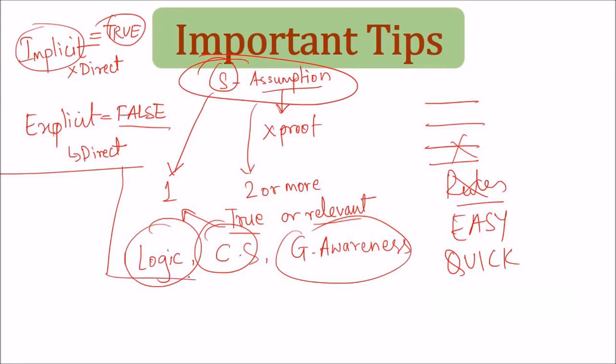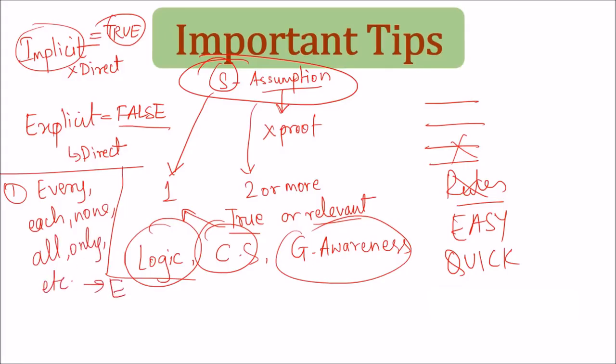Apart from this, another very important tip, this is the first tip that I would like to tell you, that is, whenever you see the words like every, each, none, nobody, all, only, etc., always remember the assumption will be explicit, that is, it will be false. Just remember this, whenever you see the words like every, each, none, nobody, all, only, etc., the assumption is false or explicit, right? Now we will show you more tips also, but we will explain the tips along with some examples. Let's move on to example number 1.